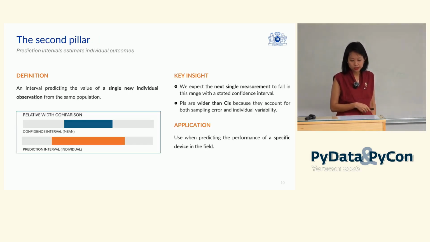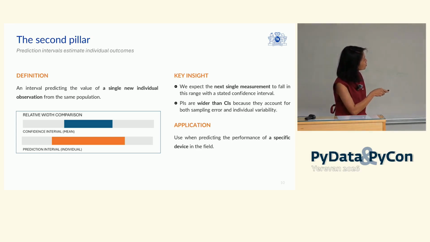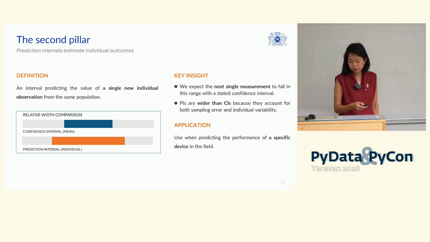While in the prediction interval, in relative comparison here, this is the confidence interval, and this is your prediction interval for the individual expectation in the future. So it's slightly wider already.